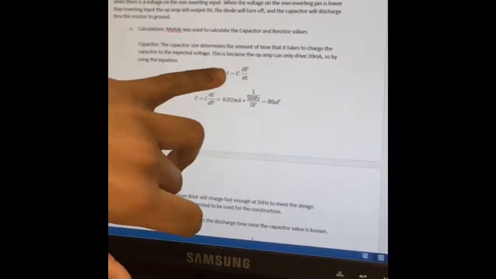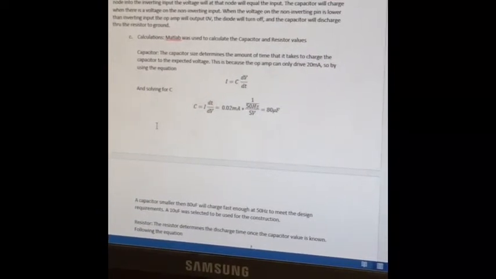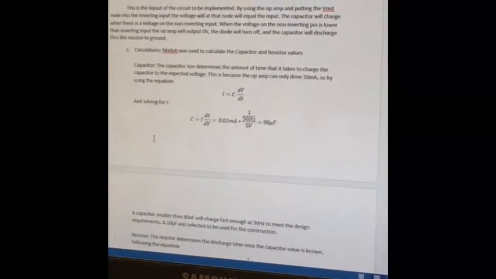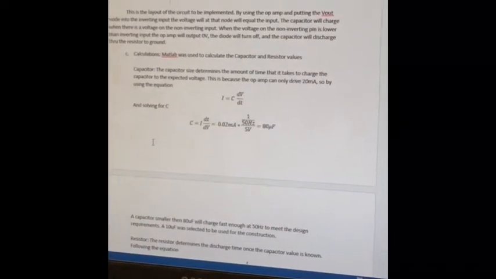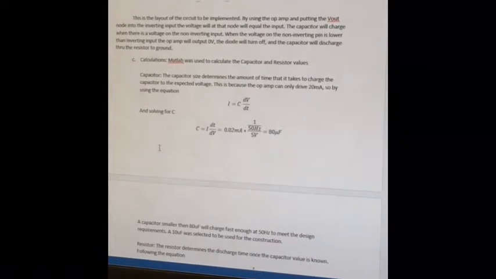We know the current because it's the max amount of current that the op amp can output, and then we have our difference in voltage over our difference in time. For our time, we used 50 hertz because we thought that was a reasonable point between our low point and high point, so that was our design point. We plugged this into MATLAB, and it gave us 80 microfarads as our max. So we used 8 microfarads just to be on the safe side.